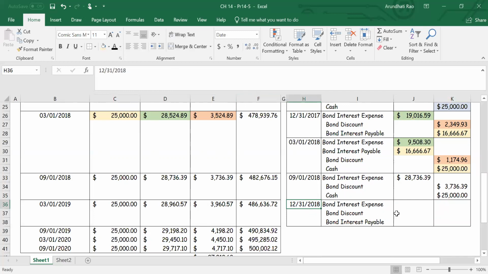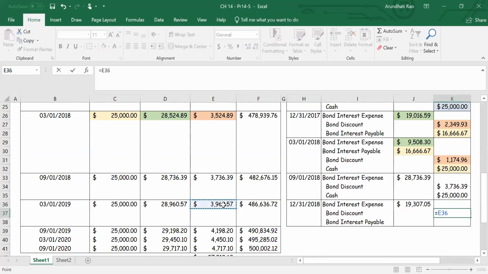2018. My journal entry over here is going to be interest expense times 4/6. My discount is going to be the discount that you see over here times 4/6, and this is going to be the balancing figure in the journal entry.